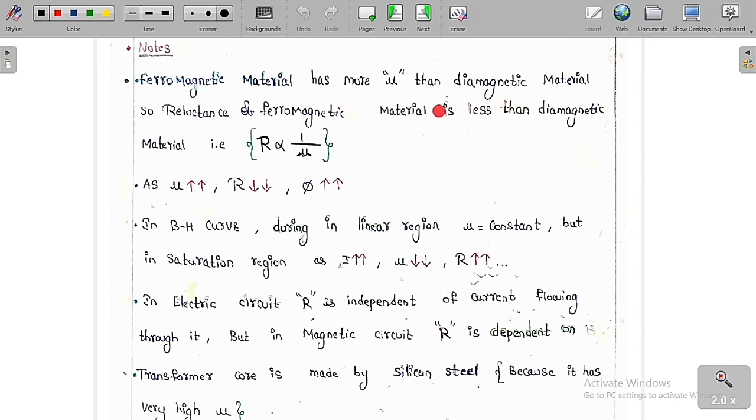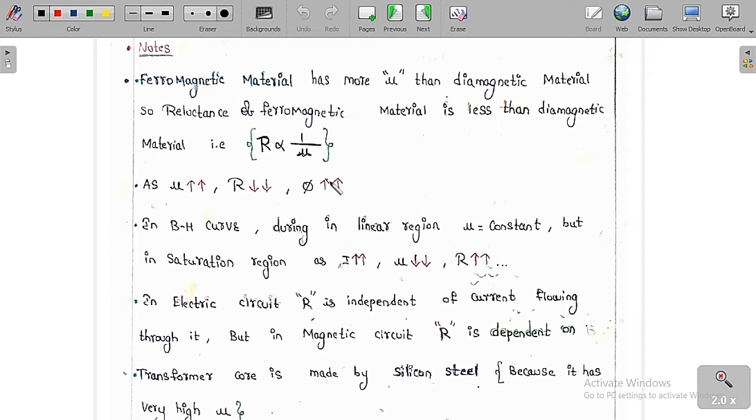See, ferromagnetic material has more magnetic permeability than diamagnetic material. So ferromagnetic material will have a huge amount of permeability when compared to diamagnetic material. So the reluctance of the ferromagnetic material is less than the diamagnetic material, because reluctance is inversely proportional to mu. As I already told you in the transformers, R is equal to L by mu into A. The reluctance is inversely proportional to magnetic permeability. So the more the magnetic permeability, the less the reluctance of the core.